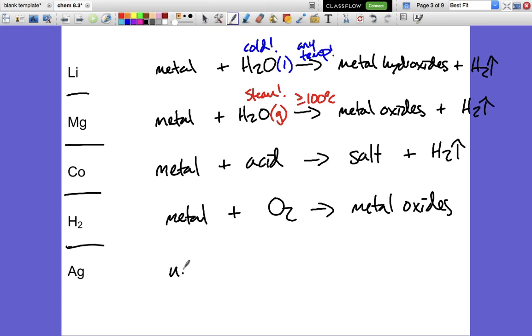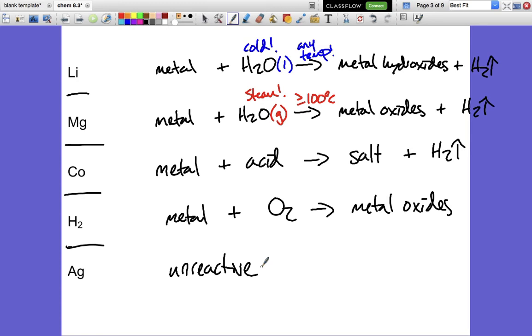Those metals are very unreactive. They don't tend to react anyhow. So they're not going to react with oxygen. They're not going to react with acids. They're not going to react with water. They basically just don't do anything.